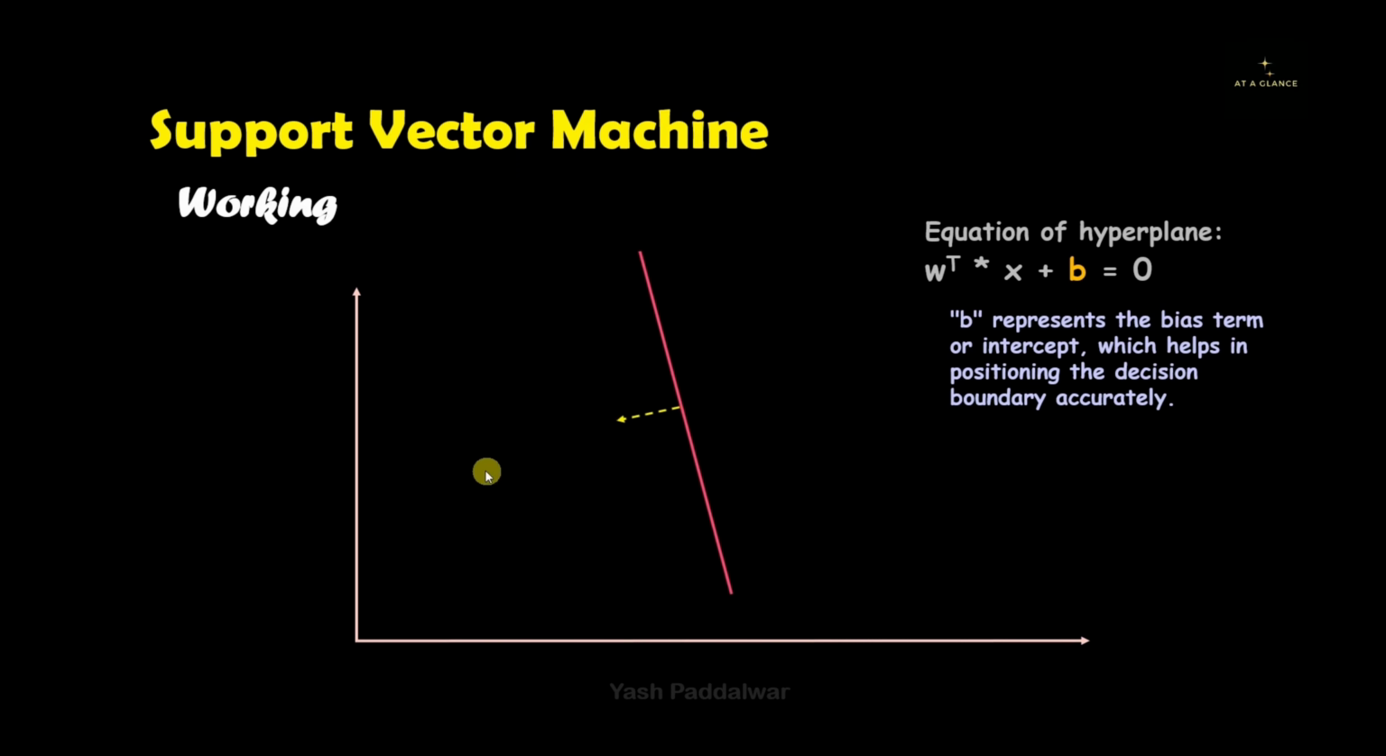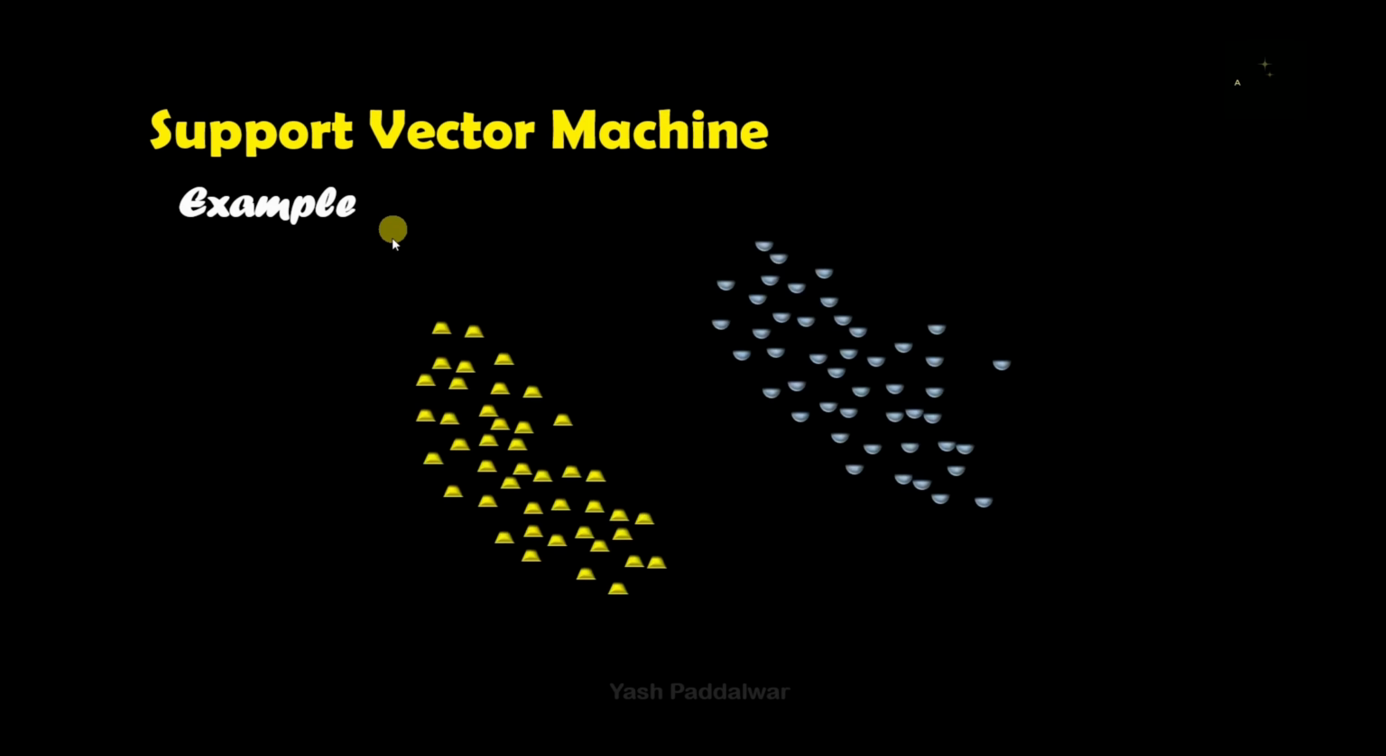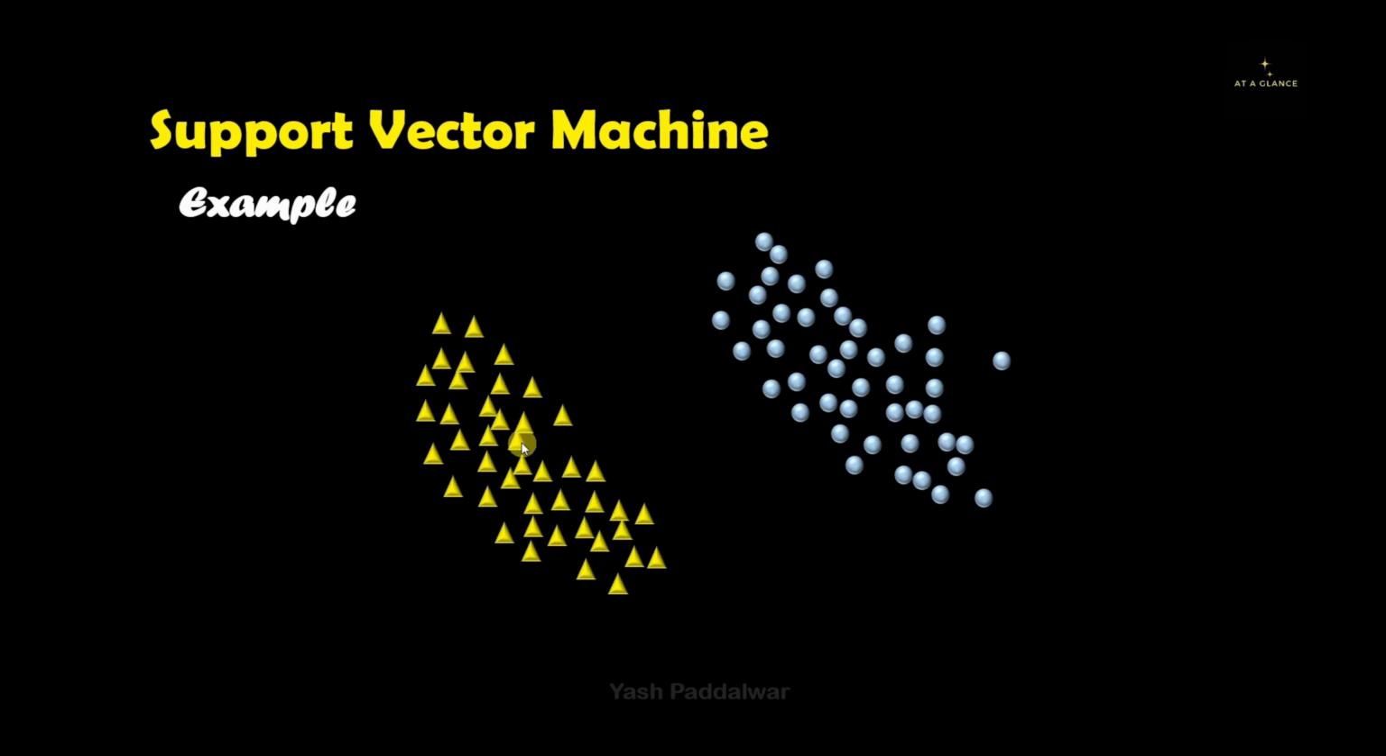You can see how it is adjusted. So this positioning has some value, and that value will be stored in the bias. So I hope the bias term is also clear. Support vector machine has to find the perfect hyperplane by adjusting all these parameters. So I hope it is clear. Now we'll see an example which will signify all these terms in detail.